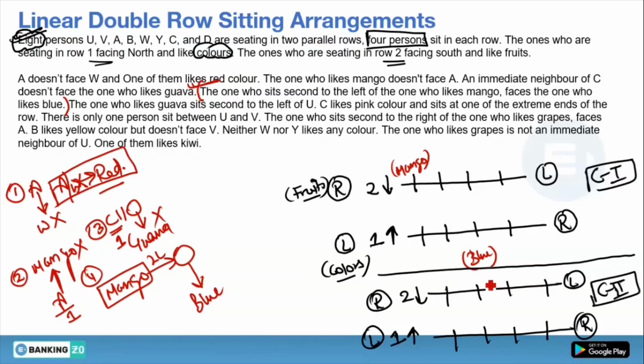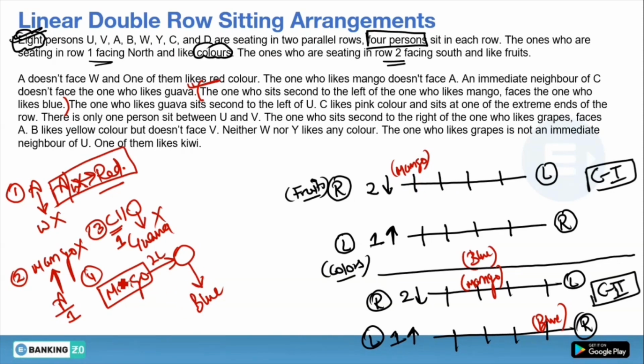So in case number 2, mango can come here. And from mango, second left is a person who is facing blue, so blue will come here. See why I am writing mango in row number 2 only, because it is mentioned in our puzzle that the guys who like fruits will come on row number 2 only. That is why mango is coming on row number 2. I hope it is clear to you.